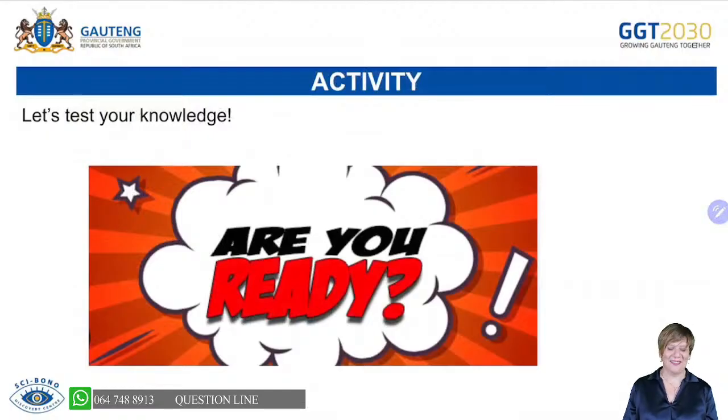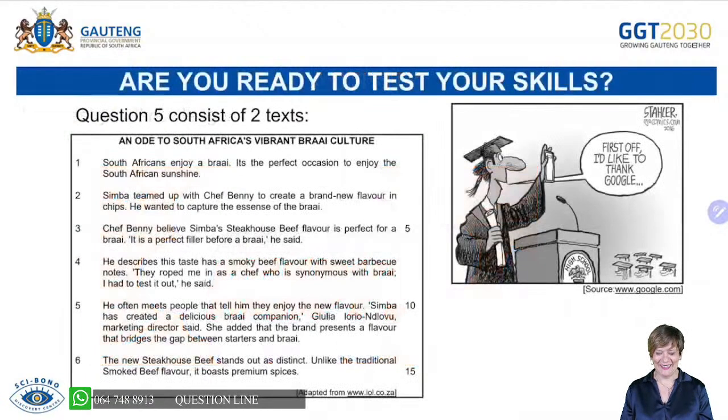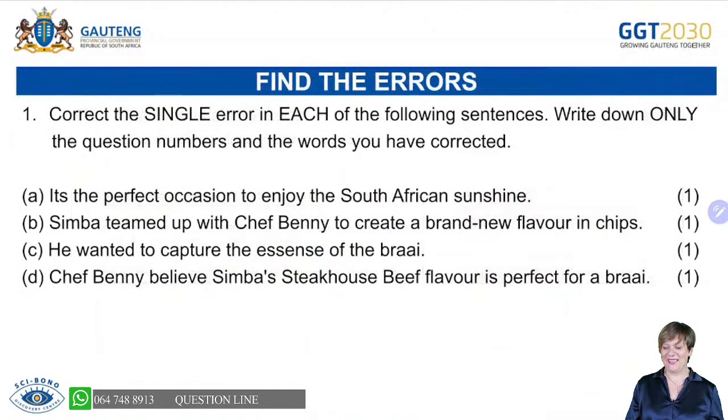So we've got a few minutes left. Are you ready to test your knowledge? Let's try this. So remember, in your question 5, there's going to be 2 texts. One will be a reading text and one will be a picture of something. The language questions will be based on these ones. Now, here's your first one. Correct the single error in the following sentences. I'm literally going to give you 10 seconds. See if you can quickly find it. Did you get there? I'm sure you did.